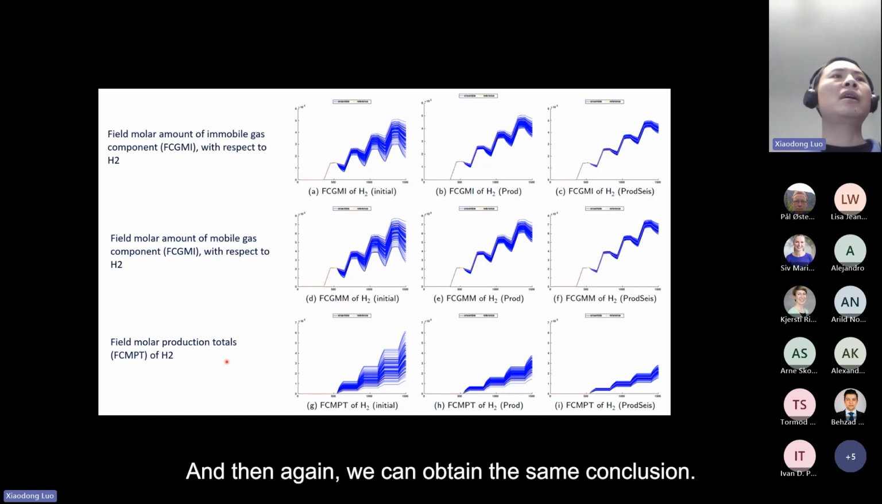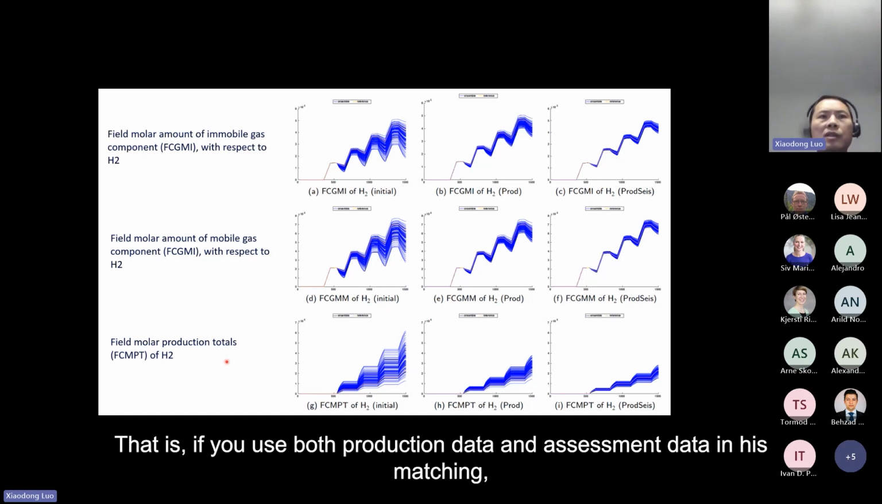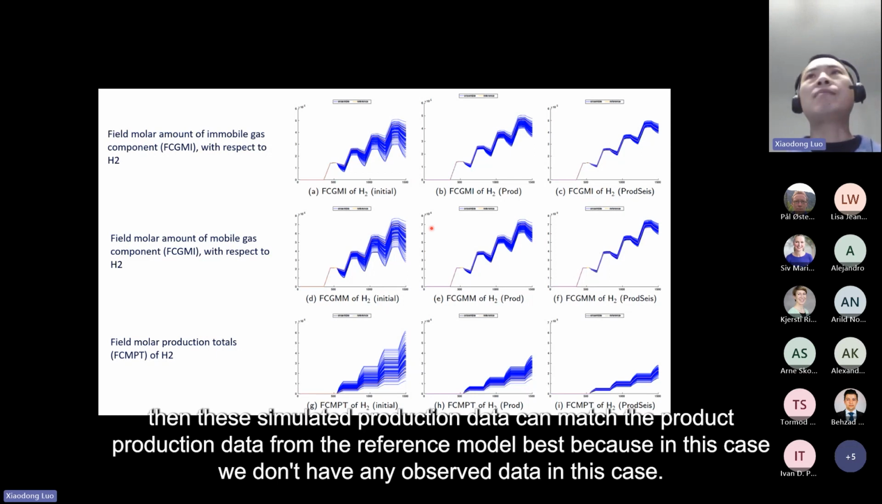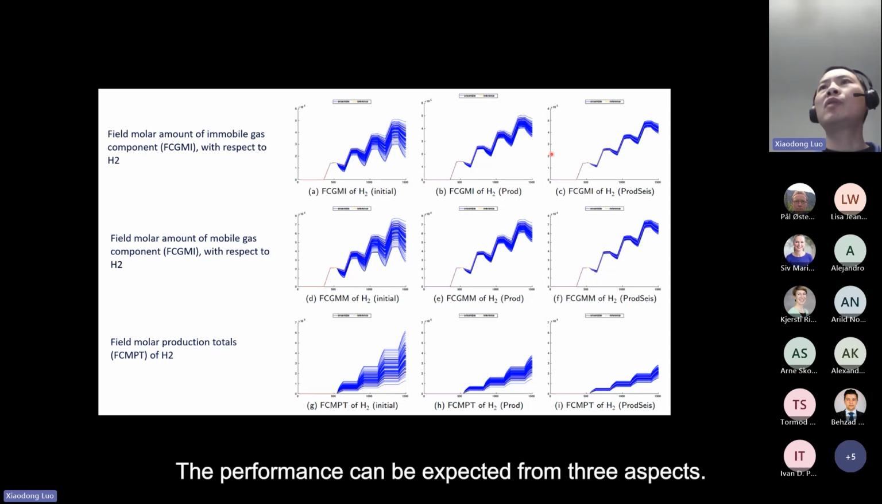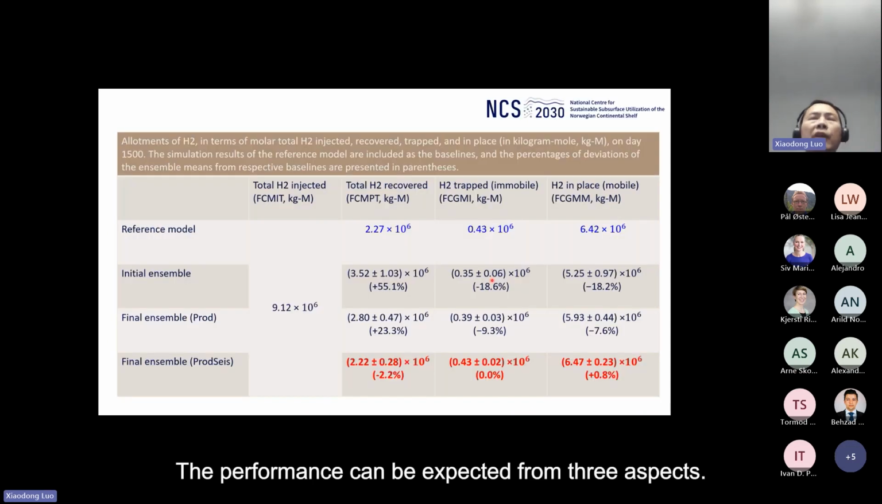And then again, we can obtain the same conclusion. That is, if we use both production data and the seismic data in history matching, then this simulated production data can match the production data from the reference model best, because in this case we don't have any observed data. Then, based on the information from these predictions, we can evaluate the performance of the underground hydrogen storage project. So the performance can be expected from three aspects.